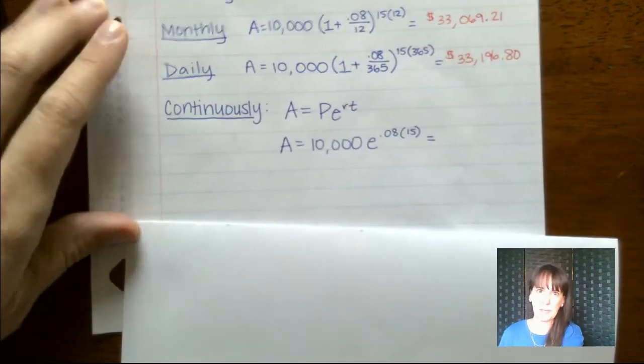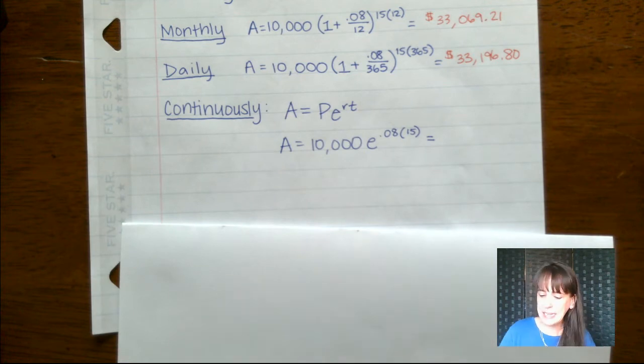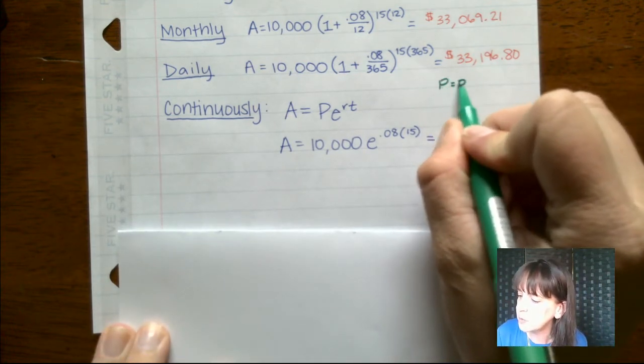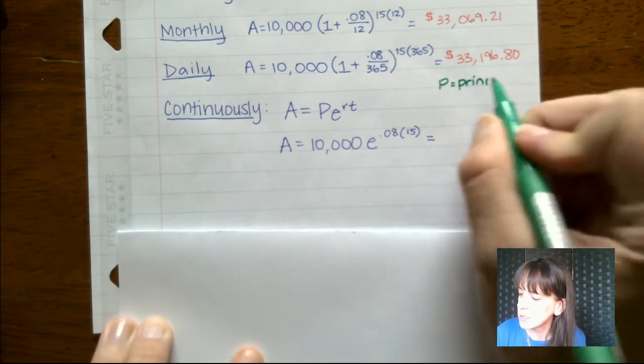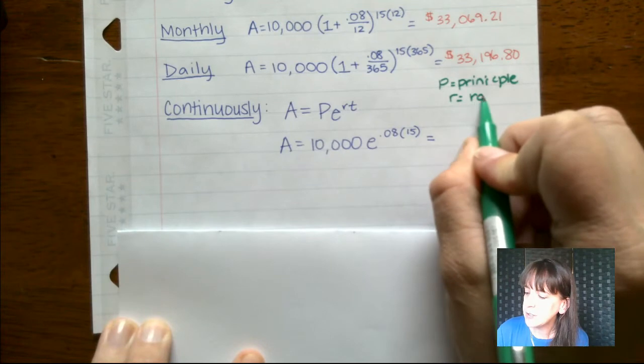I call it the PERT formula because it says P-E-R-T, PERT. So here's how PERT works. P is your principal. I probably should have written that in there. Sorry about that. P is your principal, which is your starting amount. Your R is your rate, and your T is your time.